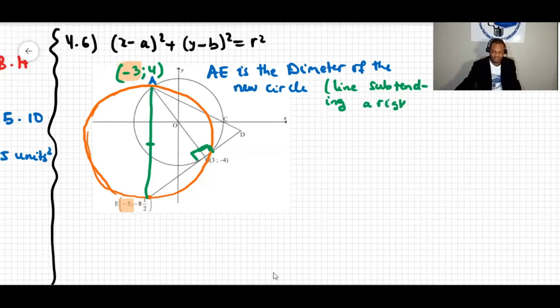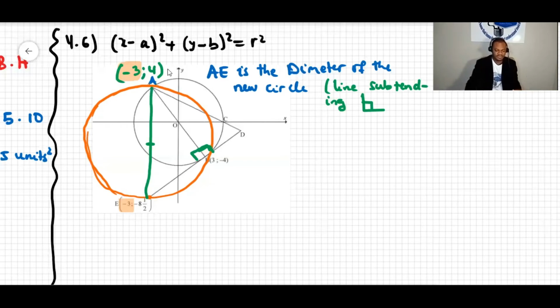I can just abbreviate this like this. Line subtending a right angle. Okay, that's the reason. Now we can also find the radius of the circle or the center of the circle by intuition. Let's start with the radius, as I said.